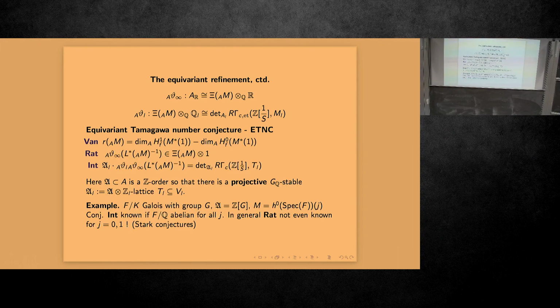So this equivariant finer L-function, where you bring in the Galois action on the number field and you look at this vector of Artin L-functions, is not even known rationally for the class number case. There's still something to do there.